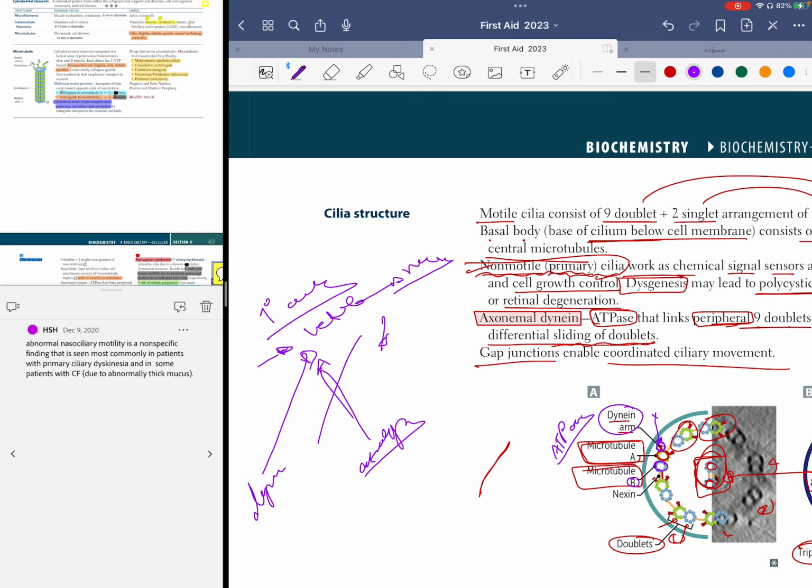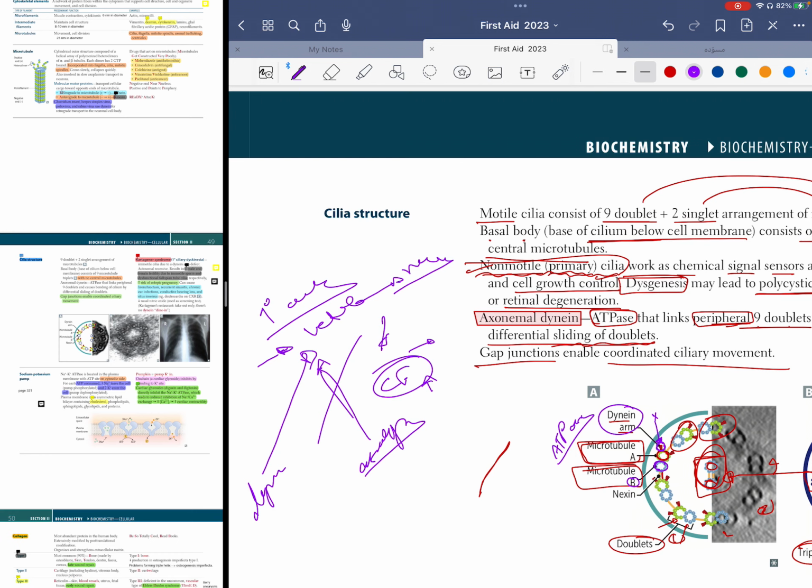That's it for now. Abnormal nasociliary motility is a non-specific finding that is seen most commonly in patients with primary ciliary dyskinesia and some patients with cystic fibrosis due to abnormality of mucus. People with cystic fibrosis have abnormally thick mucus that needs to be moved out. At the same time, with a ciliary dyskinesia, the cilia cannot move freely to expel that mucus.